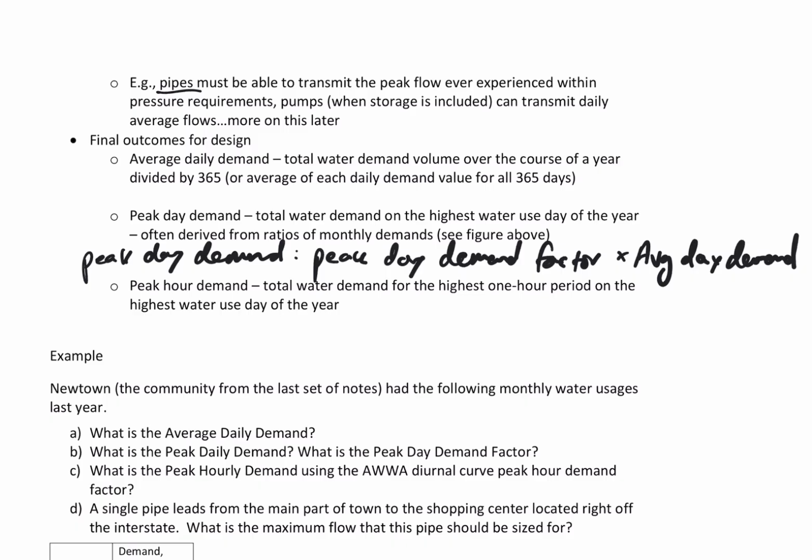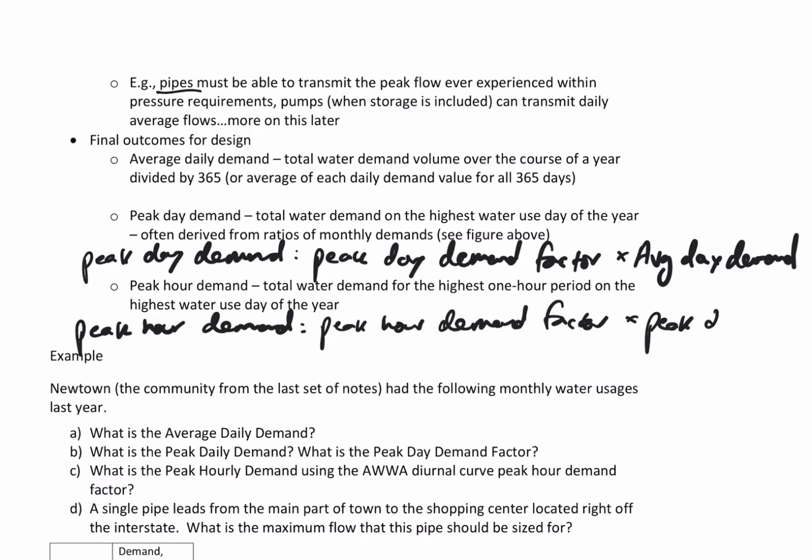The peak hour demand then is the total water demand for the highest 1 hour period on the highest water use day of the year. So our peak hour demand is going to be our peak hour demand factor times our peak day demand.